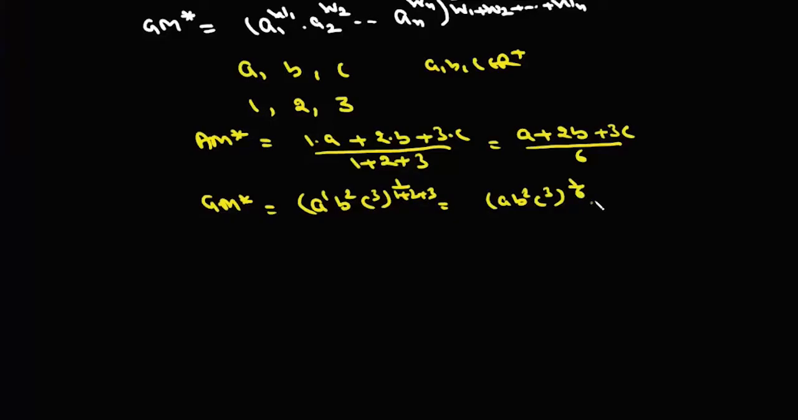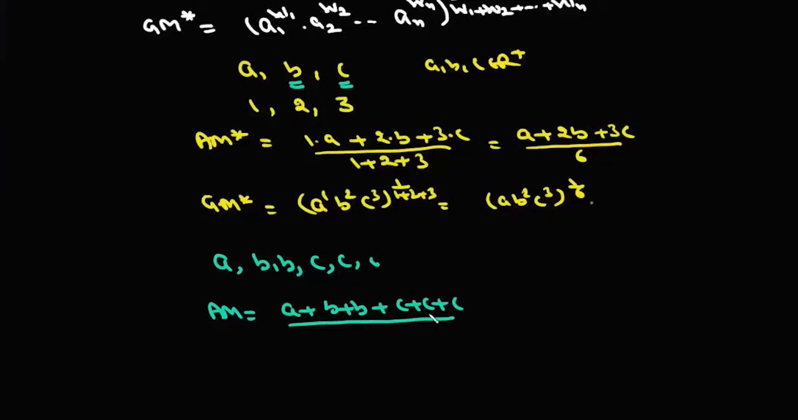So this is how we write weighted AMs and weighted GMs. Now if we closely look at these weighted AMs and GMs, it simply means that we are considering numbers in which A is taken one time, B is taken two times, and C is taken three times. So it will be A, B, B, C, C, C. If we write their arithmetic mean, it will be A plus B plus B plus C plus C plus C whole divided by the total numbers, which is 6. So that will be A plus 2B plus 3C whole divided by 6.